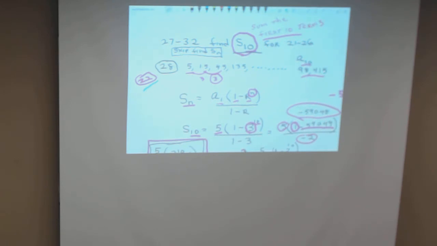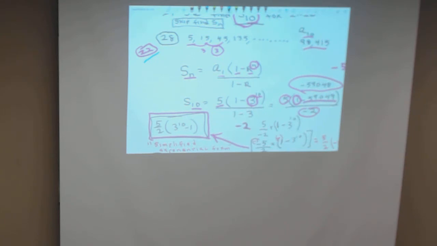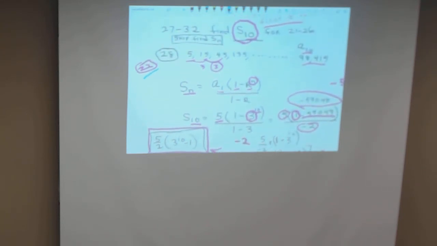Here's why I like the formula for these problems. Look what it says to do. In problems 27 through 32, find S sub 10, forget about S sub n, for the sequences given in problems 21 to 26, and give your answers in simplified exponential form. So when you look in the answer key to grade them, they're going to show the answer in exponential form. So I'm going to use the formula. S sub n is a sub 1 times parentheses 1 minus r to the nth power divided by 1 minus r. And r is the common ratio.